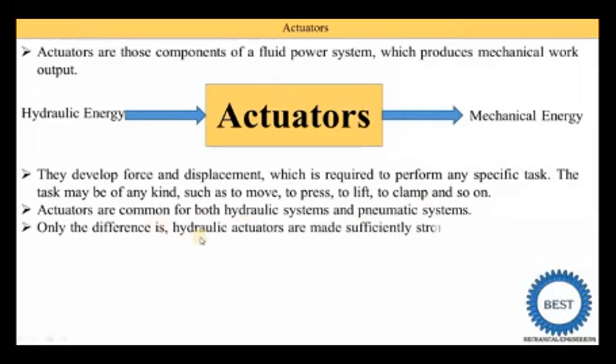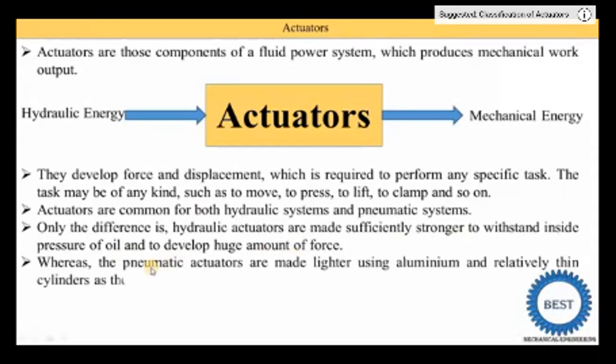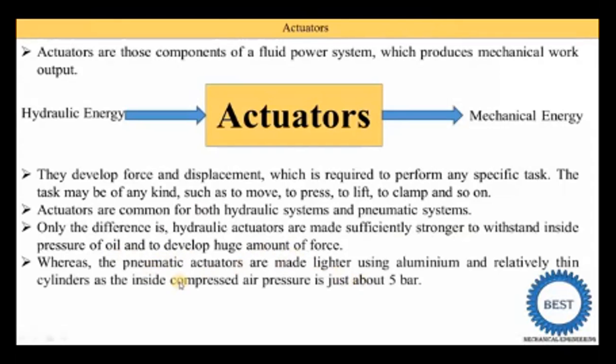The only difference is hydraulic actuators are made sufficiently stronger to withstand the inside pressure of oils and develop a huge amount of force. So in a hydraulic system we use pressurized oil, not compressed, but a high pressure oil. When the high pressure is there, we require stronger materials to withstand the pressure, because in a hydraulic system pressure is high compared to pneumatic systems. Whereas pneumatic actuators are made lighter using aluminium and relatively thin cylinders, as the inside compressed air pressure is just about 5 bars.